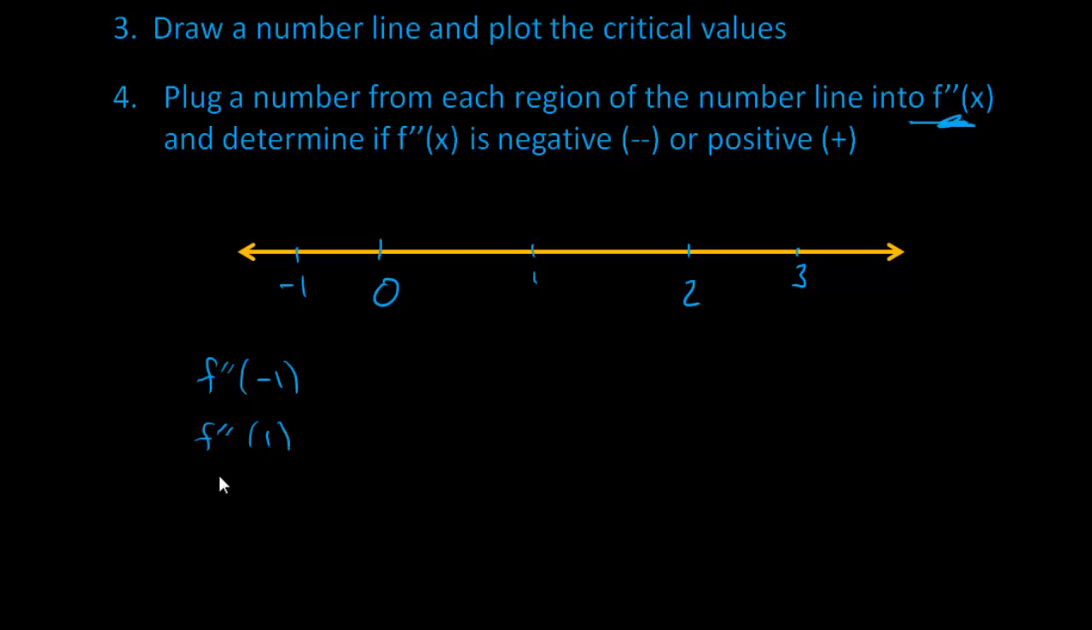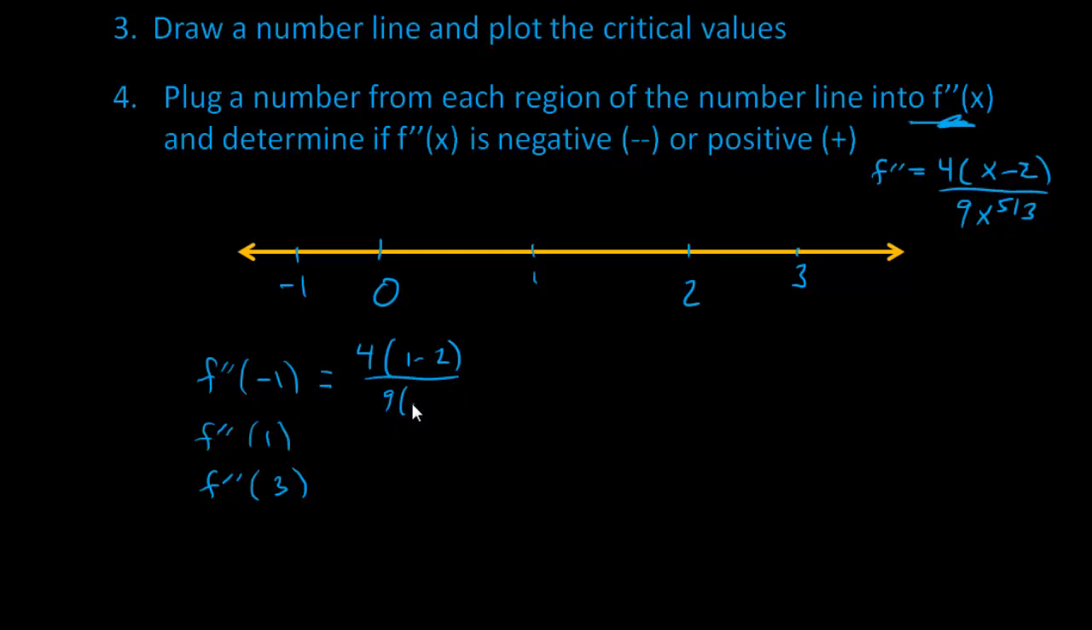So I'm just going to set that up here. I just need to figure out what those are. Now again, recall that the second derivative is (4x - 2) over 9x^(5/3). So when we plug -1 in, we're going to get (-4 - 2) over 9 times (-1)^(5/3). And that's going to give us positive 1.33 repeating, which is greater than 0, which means we are concave up. So I'm going to put a concave up here.